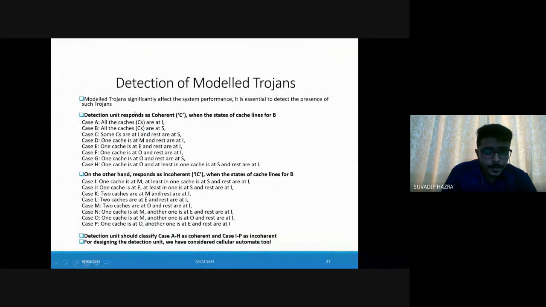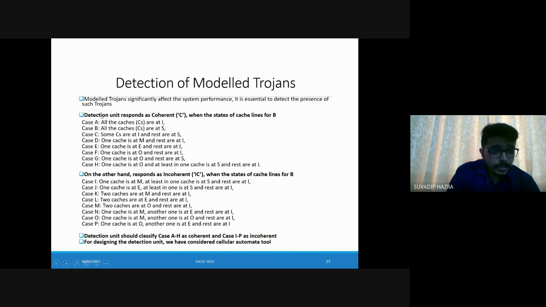So, sir, in the presence of hardware Trojan, these are the 16 possibilities that may occur. So consider the case A. Case A is indicating all the cache blocks are having the block in an invalid state. So this is basically a coherent state combination. Similarly, case B, all the caches are in shared state. So this is also a coherent state.